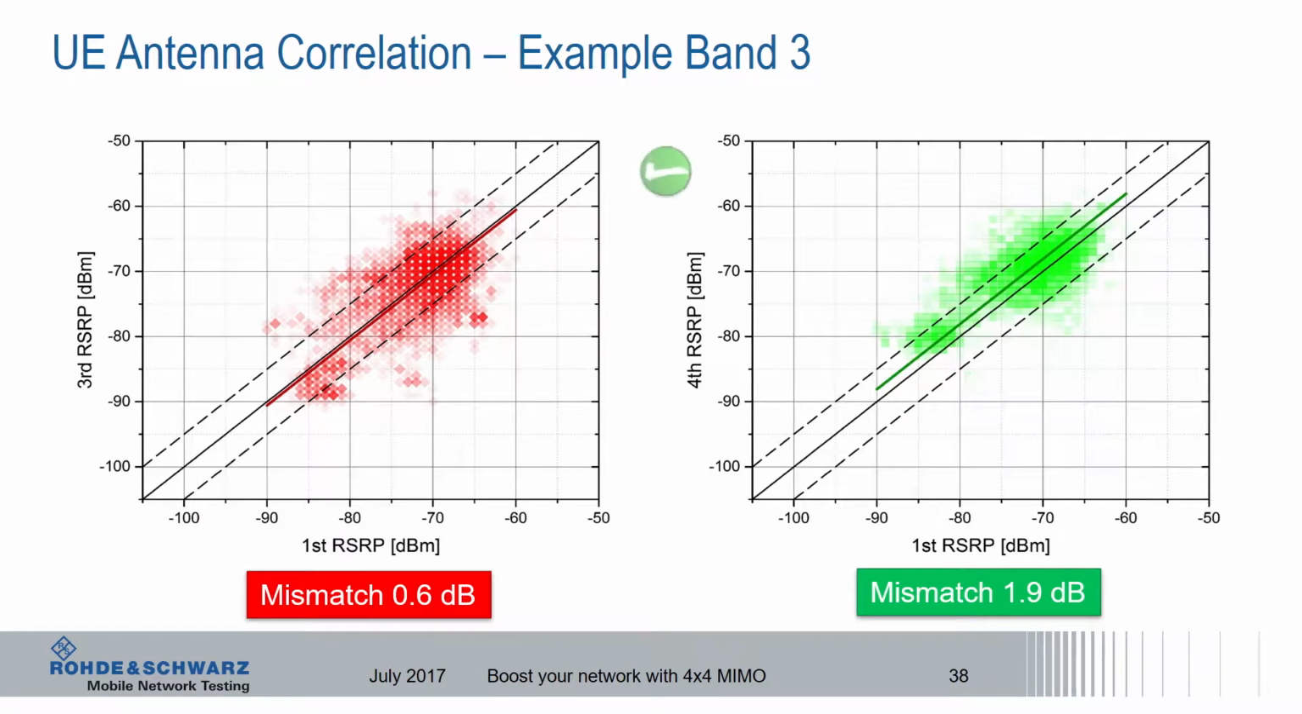So, what is the result for the third and the fourth antenna? Here we've got a mismatch of 0.6, respectively 1.9 dB. So that means this mobile works perfectly, or would work perfectly, in band 3 for 4x4 MIMO.